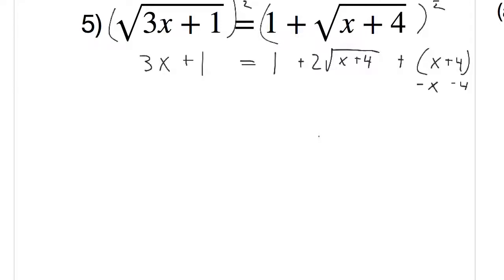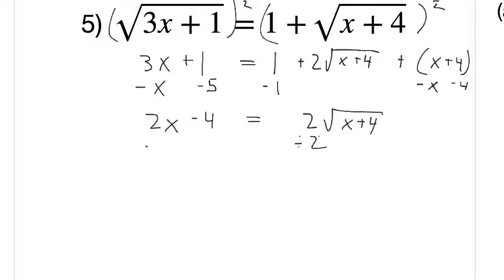Isolating the radical, we have to move the 4, the x, and the 1 over to the left-hand side. We subtract x from both sides, and also a total of negative 5. Leaving us with 2x minus 4 is equal to 2 root x plus 4. Attempting to isolate the radical further, we divide all the terms on both sides by 2, and now we have x minus 2, which is equal to the square root of x plus 4. Great. How do we get rid of the square root?